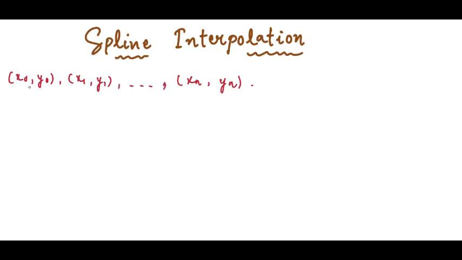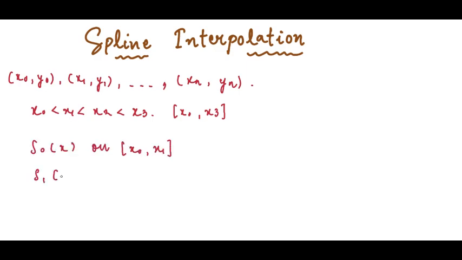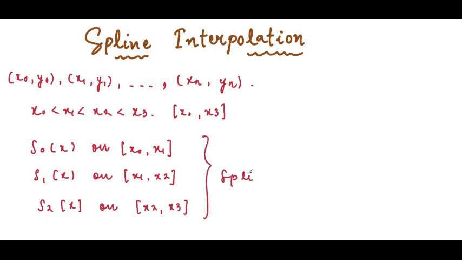So instead, spline interpolation says, why not use several simple polynomials instead of one complicated polynomial? For example, suppose we have x0 less than x1, less than x2, less than x3. Instead of one polynomial over the entire interval, we can construct S0(x) on x0 to x1, S1(x) on x1 to x2, and S2(x) on x2 to x3. Each polynomial is relatively simple and together they form a spline.